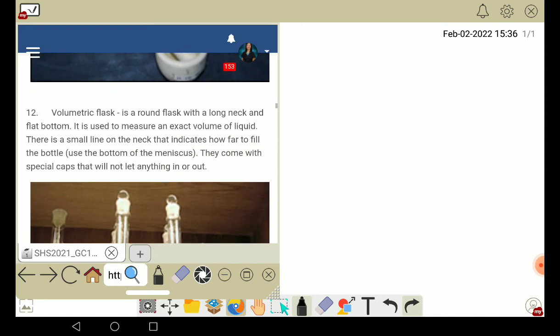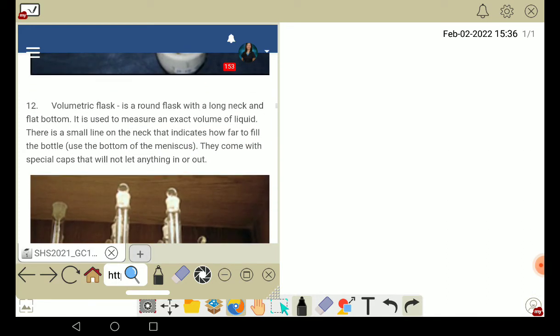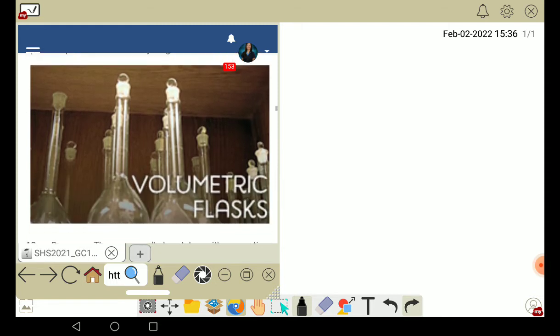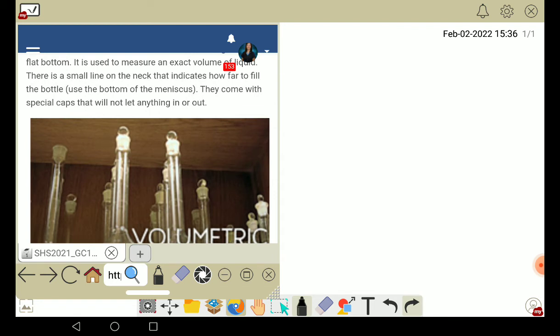Okay, next we have the volumetric flask. A volumetric flask is a round flask with a long neck and flat bottom. It is used to measure the exact volume of liquid. There is a small line in the neck that indicates how far to fill the bottle, and it is read at the bottom of the meniscus. They come with special caps that will not let anything in or out.